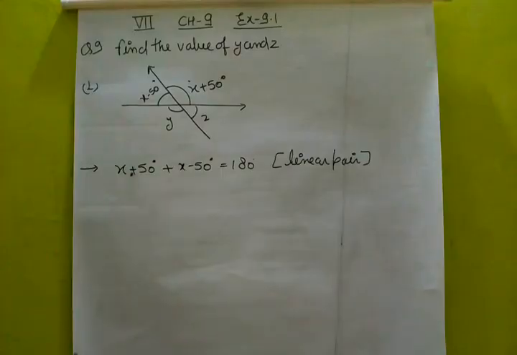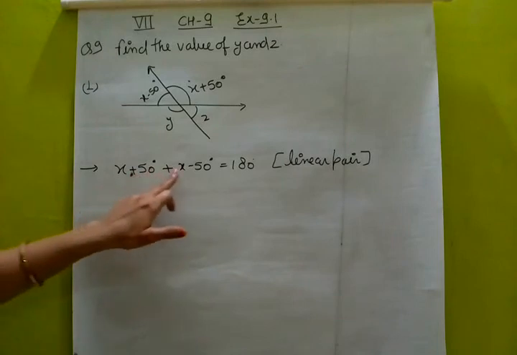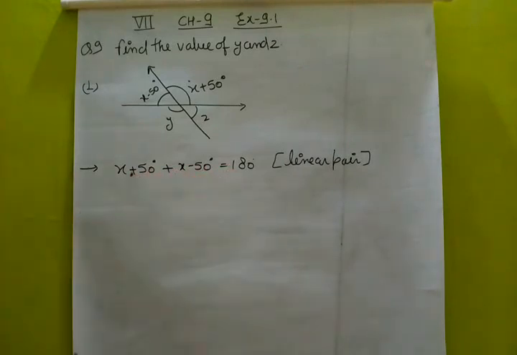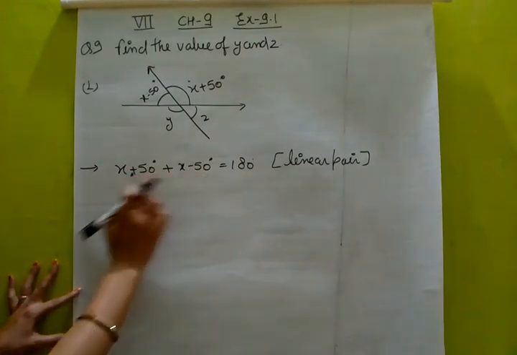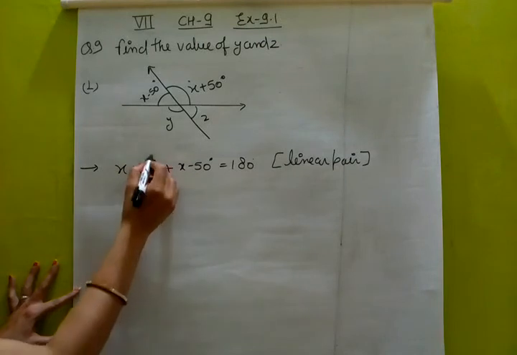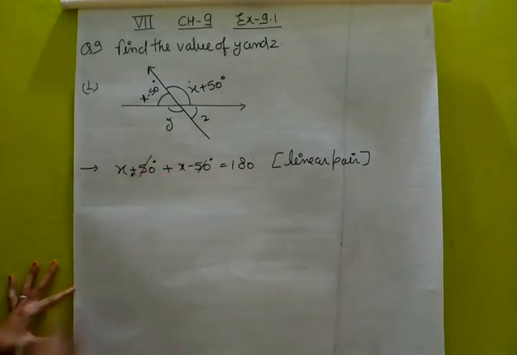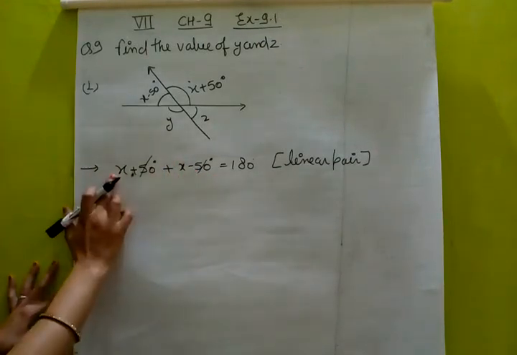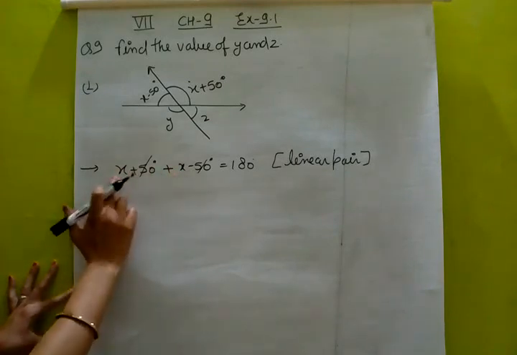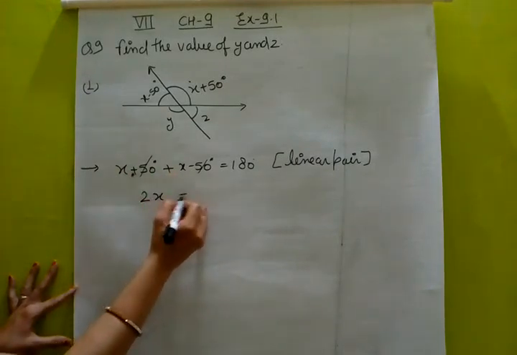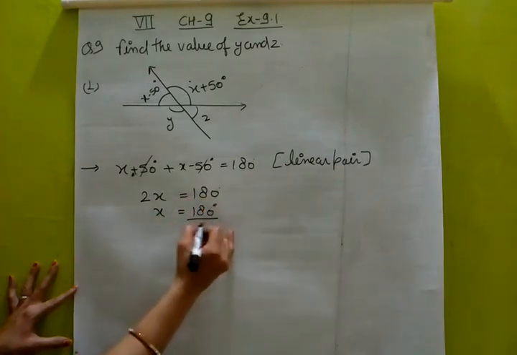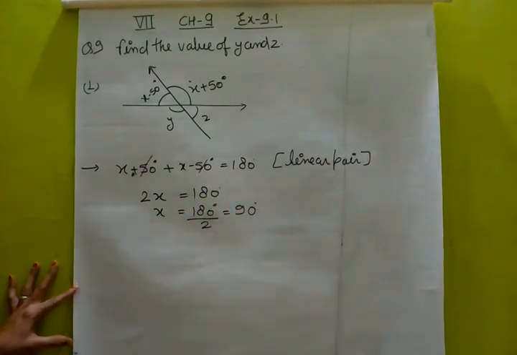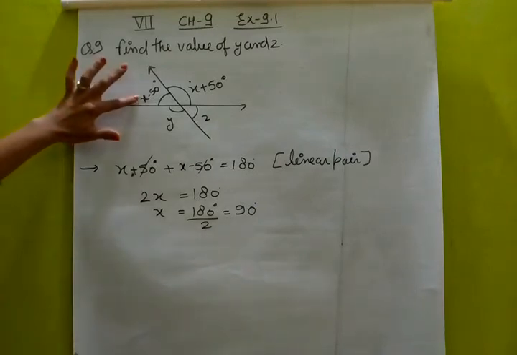You can see here I have written x plus 50 plus x minus 50 is equal to 180, and the reason you also have to write in brackets: linear pair. Now this 50 and this 50 have opposite signs, plus and minus, so we can cancel them out. Now x and x both have plus signs. 1x and 1x will be 2x is equal to 180 degrees, and the value of x will be 180 degrees upon 2, which is 90 degrees. So the value of x is 90 degrees.